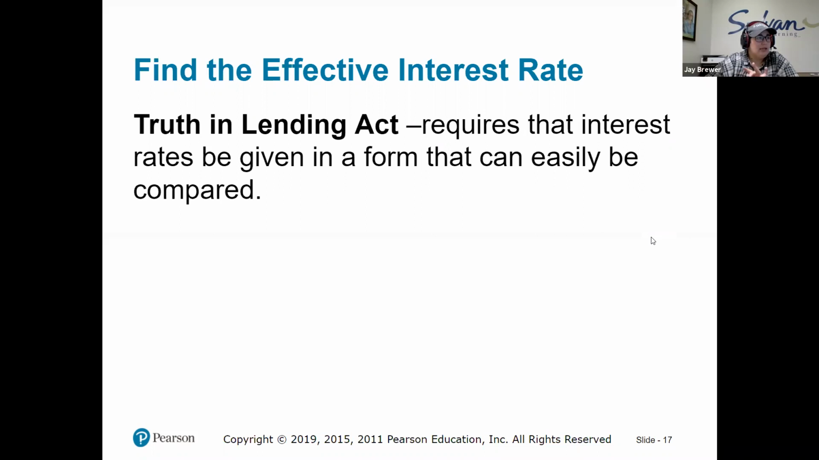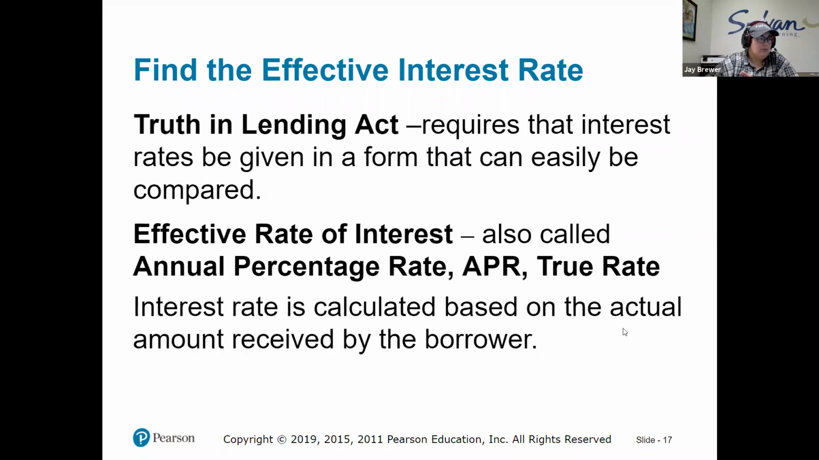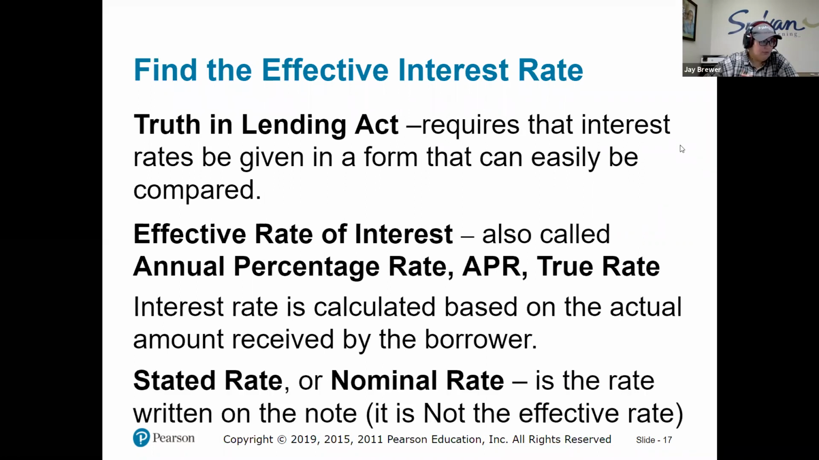The Truth in Lending Act requires that interest rates be given in a form that can be easily compared. Effective rate of interest, also called annual percentage rate or APR or true rate. The interest rate is calculated based on the actual amount received by the borrower. The stated rate, or nominal rate, is the rate written on the note. It is not the effective rate. So again, you can look that up at any point in time.